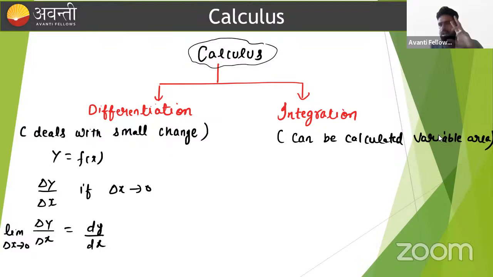Whenever we want to analyze a small change that cannot be measured by simple mathematics, that small change is measured by what is known as differentiation. This is the branch of calculus where we deal with small change. Another branch is the inverse process of differentiation, where we sum up the things. Whenever we want to calculate a variable area, we use integration.